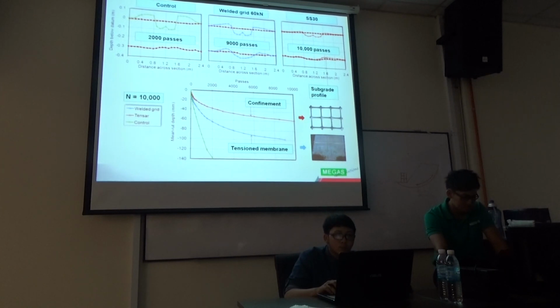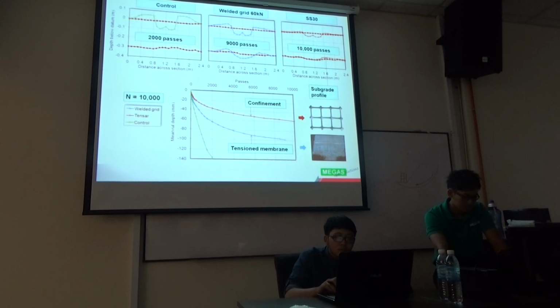Okay? You will have a similar pattern over here with the settlement after 2,000 passes, with a deformation of close to about 100 mm. Okay? Then when you look at another type of welded grid, which is the tension membrane type of geogrid, it improved the condition. After 9,000 passes, the heave on the surface hit about 100 mm as well. After 9,000 passes, then we have a failure. And there's a deformation on the subgrade level as well.